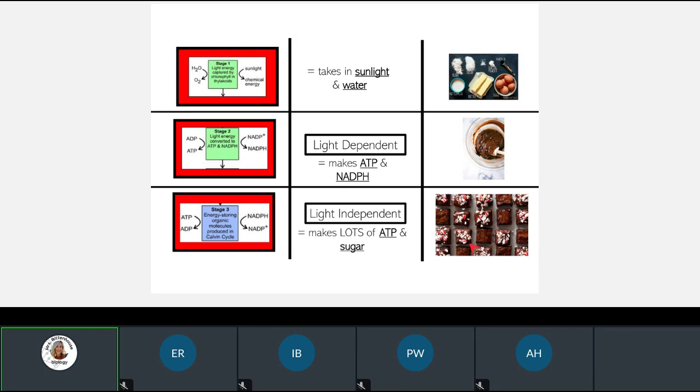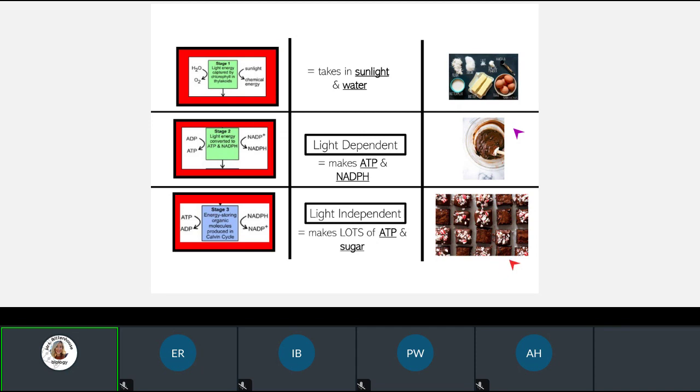All right, and then that last step, the light independent reaction, and we'll look more at the independent and dependent tomorrow, is when we actually cook the brownies. It's when we break that NADPH up, just like in the electron transport chain, and we make that massive amount of ATP.